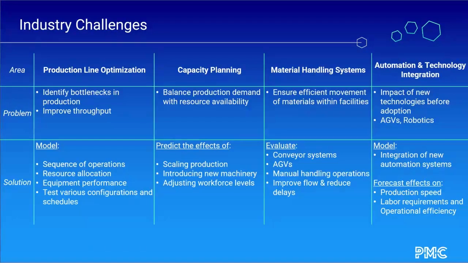Lastly, I have automation and technology integration, which kind of builds off of some of these other categories, and we want to test the impact of new technologies before adoption. As we know, the virtual world is a lot less expensive than the real world. So for example, we'll be testing AGVs or robotics. We can model the integration of new automation systems. FlexSim has an AGV library, has robotic arms, has all that good stuff. And we can forecast those effects on production speed, labor requirements, and overall operational efficiency.